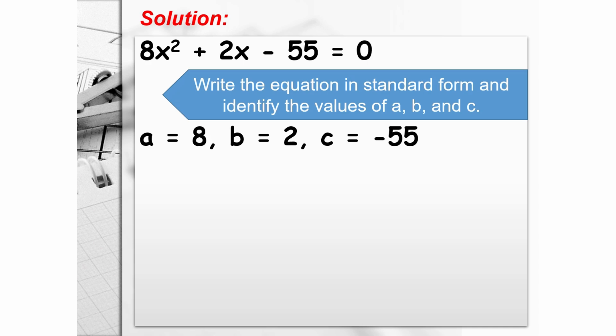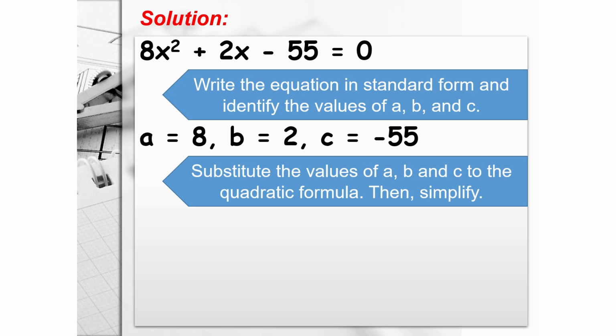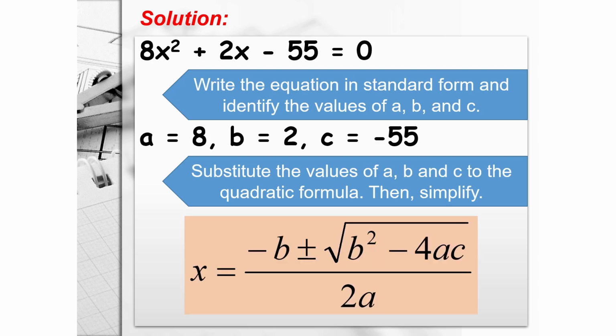So in this example, the value of a is equal to 8, the value of b is equal to 2, and the value of c is equal to negative 55. Substitute the values of a, b, and c to the quadratic formula, then simplify. And the quadratic formula is represented by x equals negative b plus minus square root of b squared minus 4ac all over 2a.